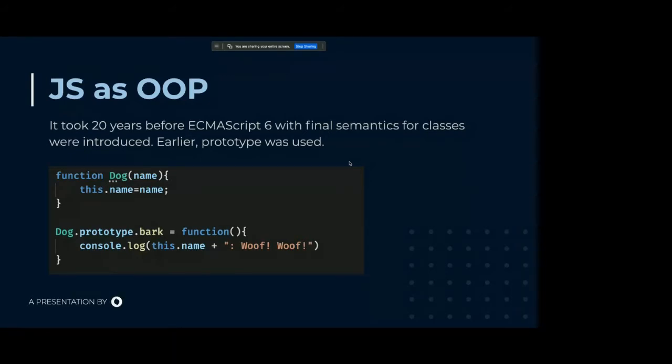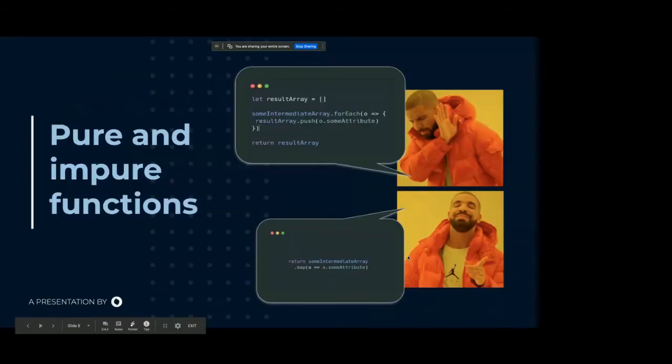So even though JS exists as an OOP language, I am guessing JS was intended to be a functional programming language from the beginning.